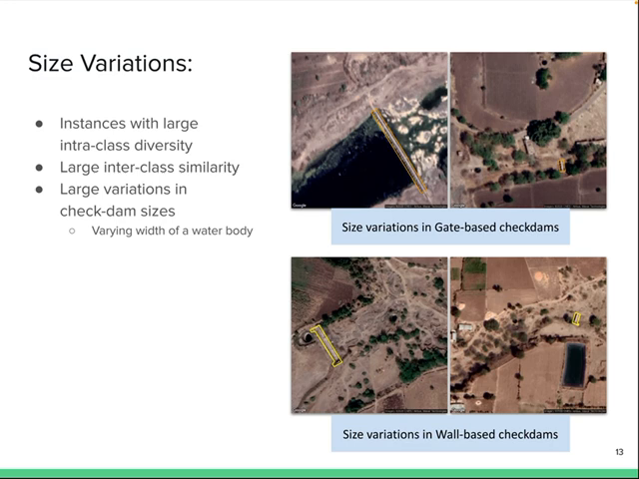Since a check dam is built across a river or water body, it is easy for a human with domain knowledge to distinguish between a check dam and a bridge. However, the width of a water body varies along its trajectory, giving rise to large variation in check dam size in comparison to objects like cars or planes in other aerial image datasets.